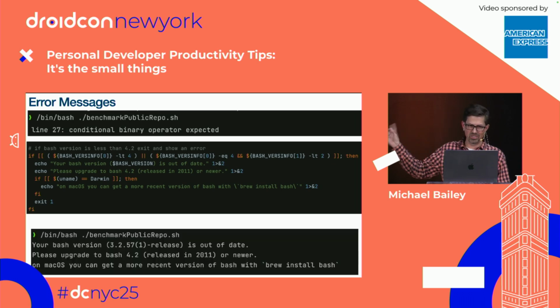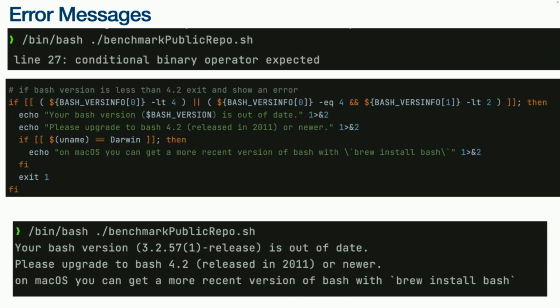So if you add this little bit of script, you get a nice message like this. Always print out what the current state is, like your Bash version is this, what's the expected state, it needs to be at least this, and then give them, if you can, advice on how to fix it, like do brew install bash or whatever that might be. Or in some cases, ask them, do you want me to run this command for you, so that you actually fix it for them, not just tell them how to fix it.